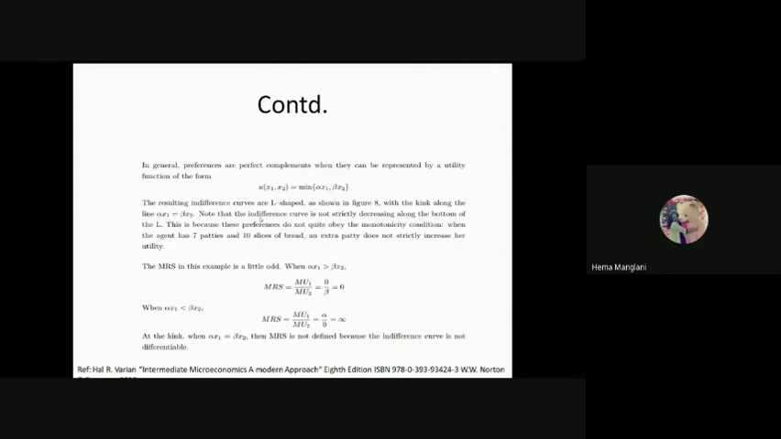The resulting indifference curve is L-shaped, with the kink along alpha x1 equals beta x2. See here, this is alpha x1 equals beta x2. They are both required in equal proportion by a consumer for completing the consumption. So the relationship of this function would be converted to alpha x1 equals beta x2. This is because these preferences do not quite obey the monotonicity conditions.